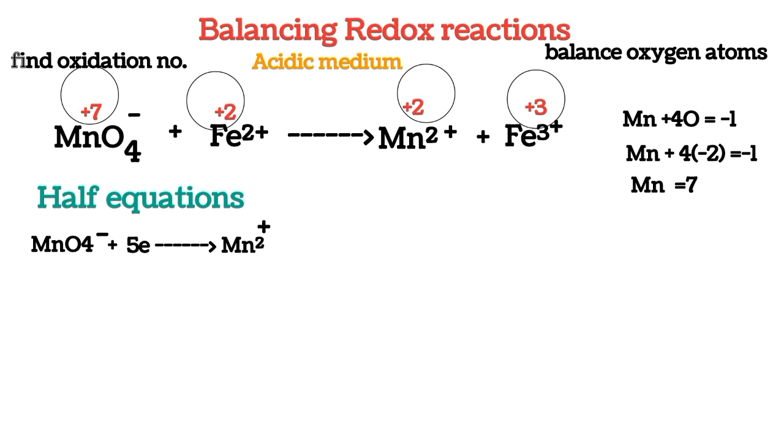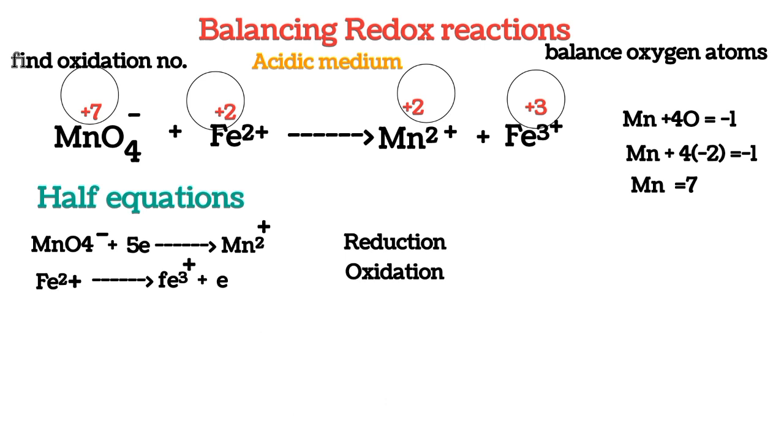Let's write the half equations. From +7 to +2, MnO4 minus to Mn2 plus, it has gained 5 electrons. That is MnO4 minus plus 5e gives Mn2 plus. And because there is a decrease in oxidation number, that is reduction. Fe2 plus lost 1 electron to form Fe3 plus. Because there is an increase in oxidation number from +2 to +3, that is what?